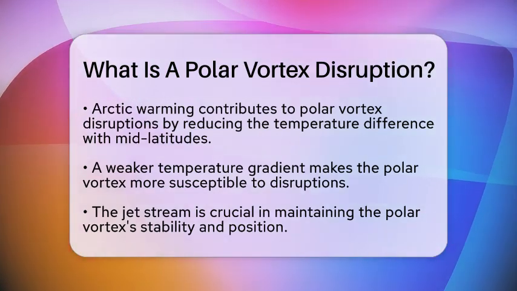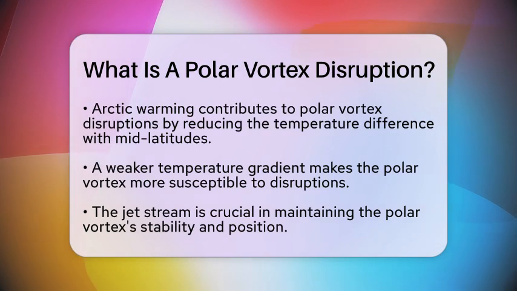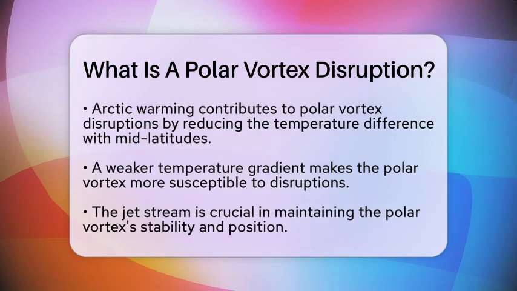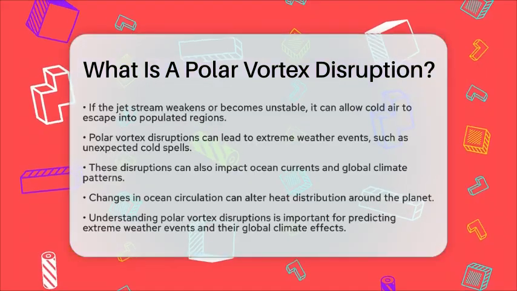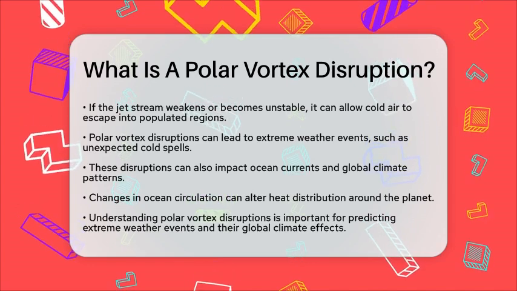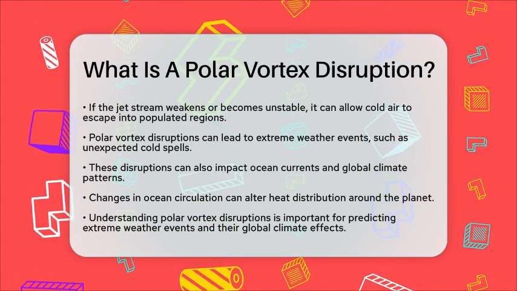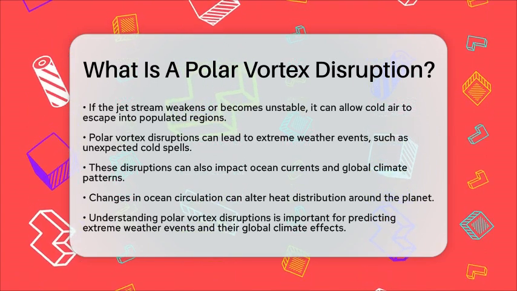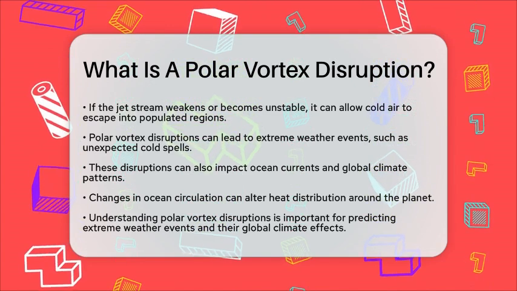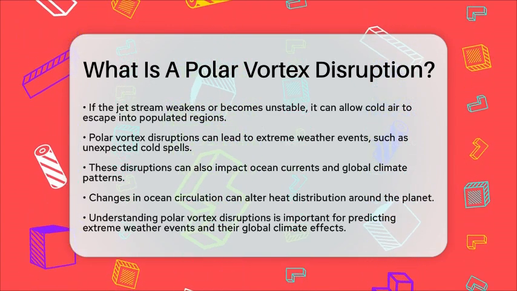The global implications of these disruptions are noteworthy. They can result in extreme weather events, such as intense cold spells in regions that are not accustomed to such conditions. Furthermore, these disruptions can affect ocean currents, which in turn influence global climate patterns. For example, changes in the Atlantic Ocean circulation can alter how heat is distributed around the planet, impacting climates far beyond the polar regions. From the perspective of the polar regions, these disruptions highlight how interconnected our climate systems are.